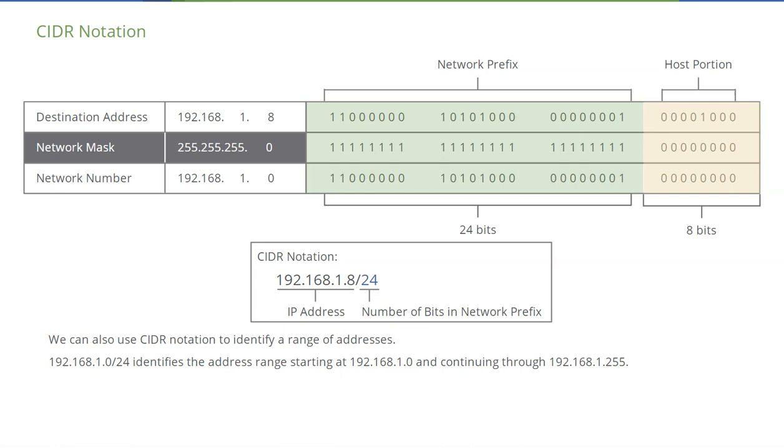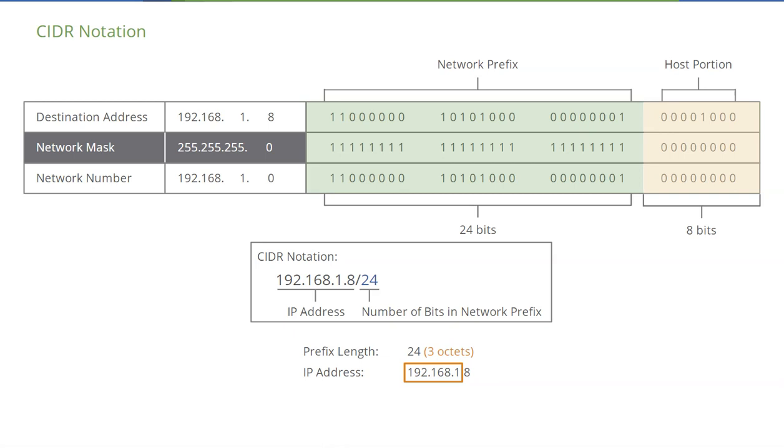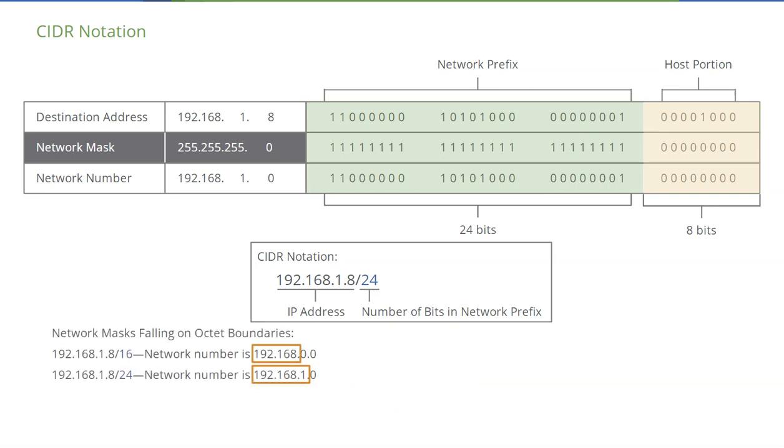Now, you might be thinking this all seems pretty obvious, and in this case, you are right. The first 3 octets of the IP address, represented in decimal fashion, are 192.168.1. And because the prefix length is 24, the first 3 octets of the network number must also be 192.168.1. When the network mask falls on an octet boundary, such as a prefix length of 8, 16, or 24 bits, determining the network number is fairly straightforward.